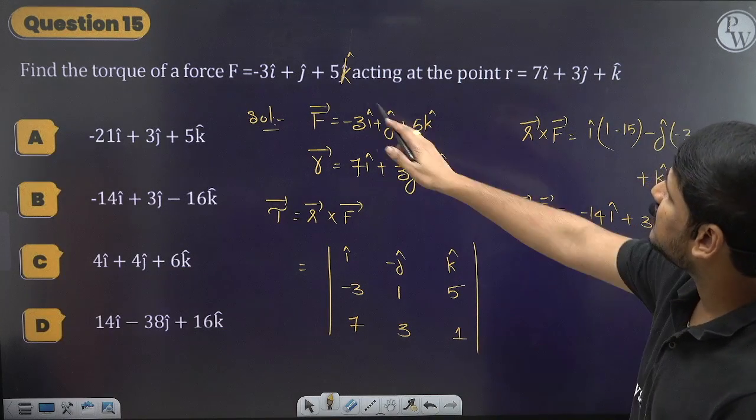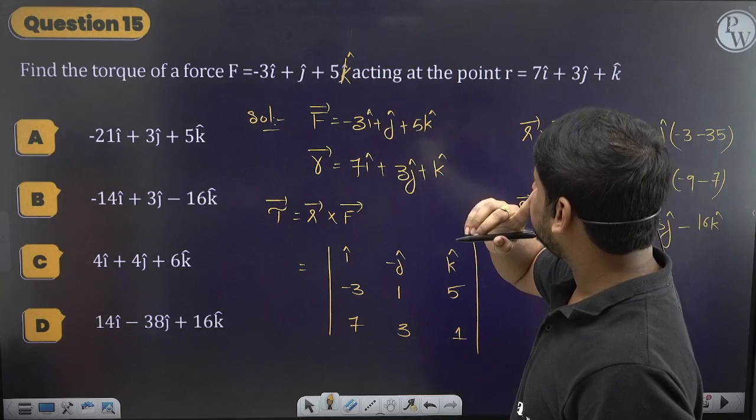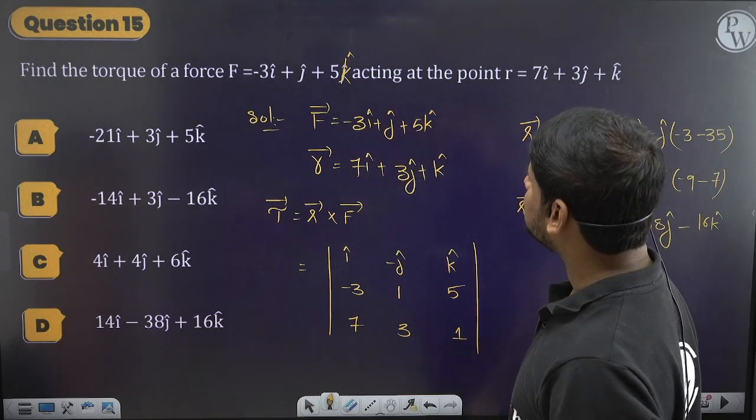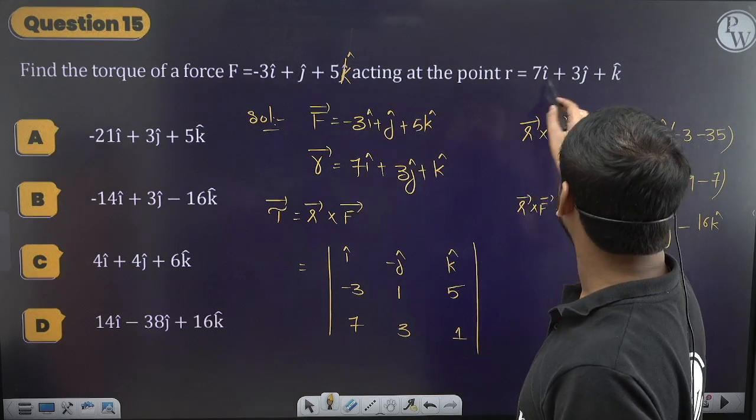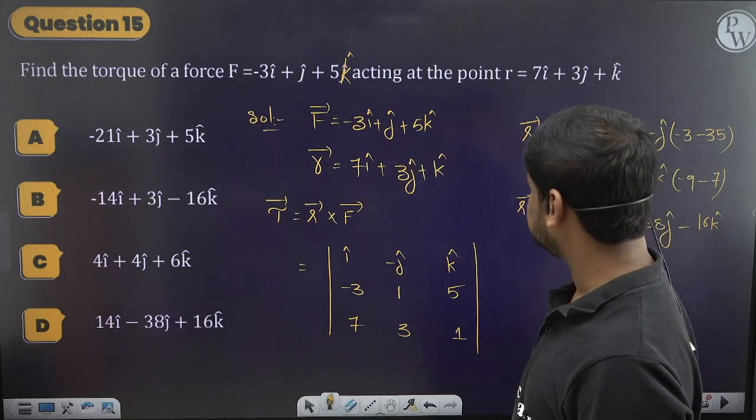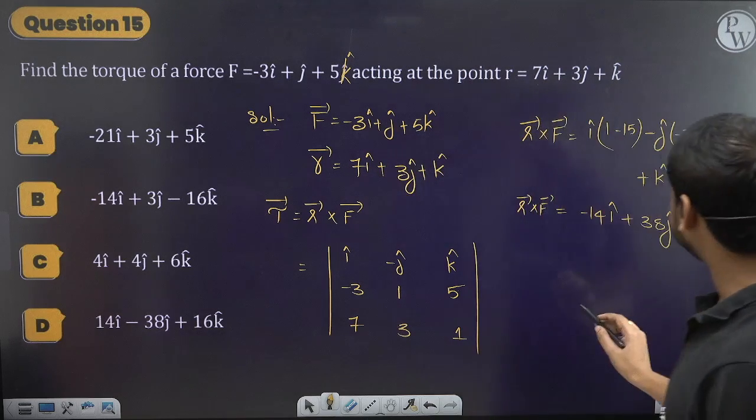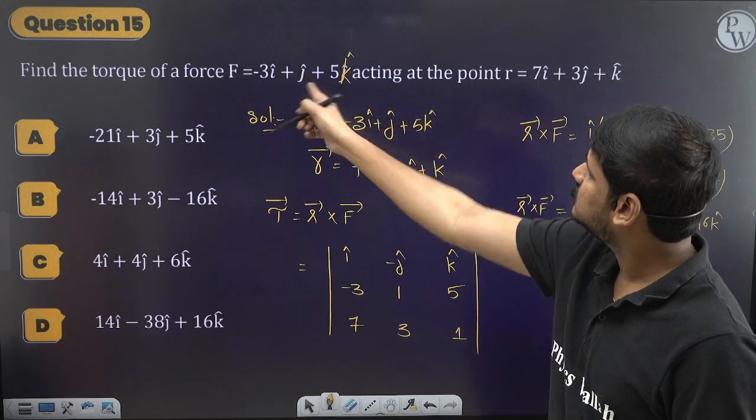So I guess some values are given wrong here. We did torque is equal to R cross F only, right? So R is this one, F is this one. Yes. So you understood the procedure, right? Some signs are given wrong here, I guess.